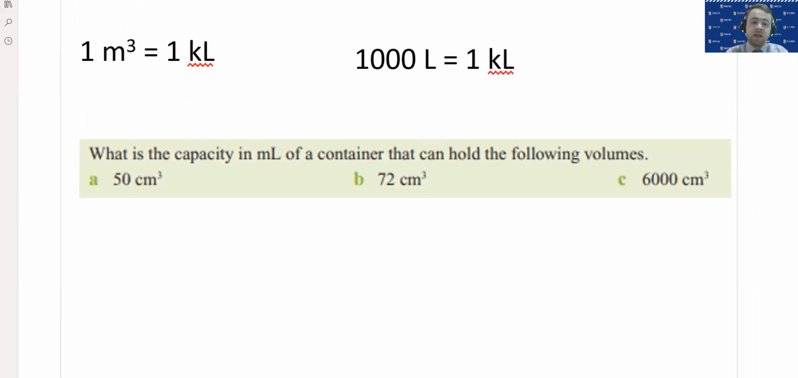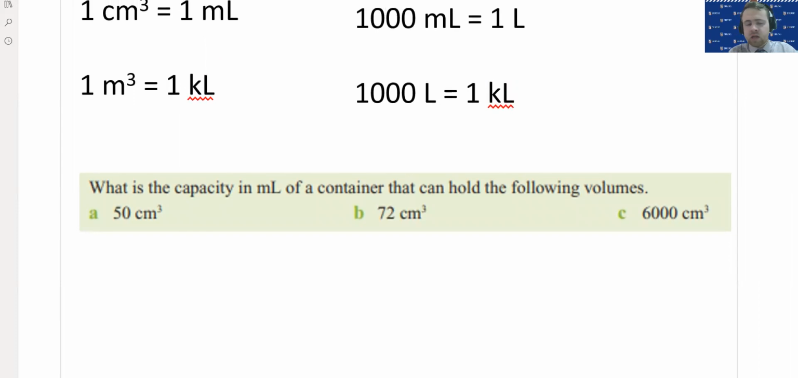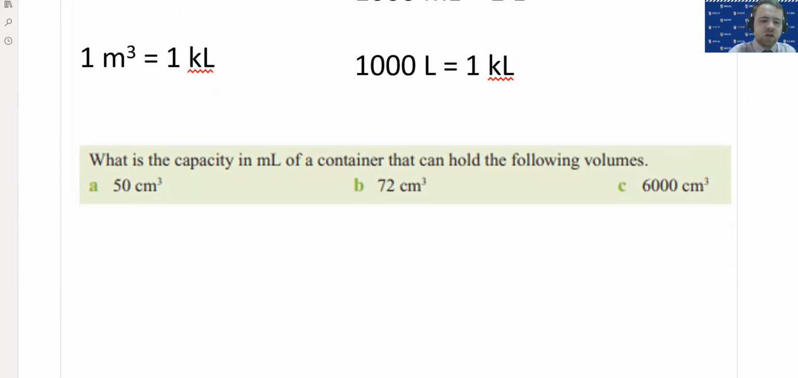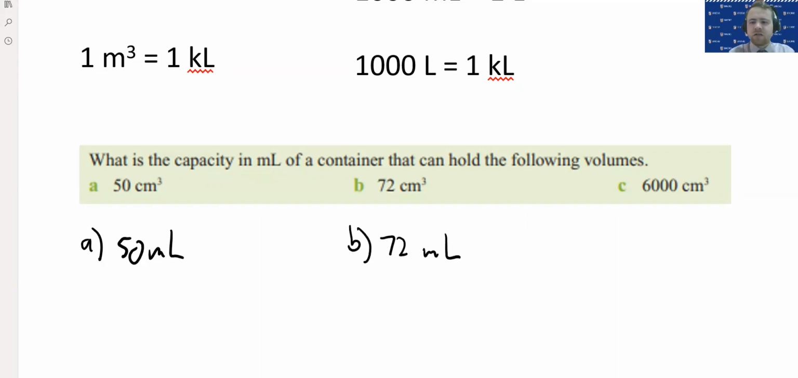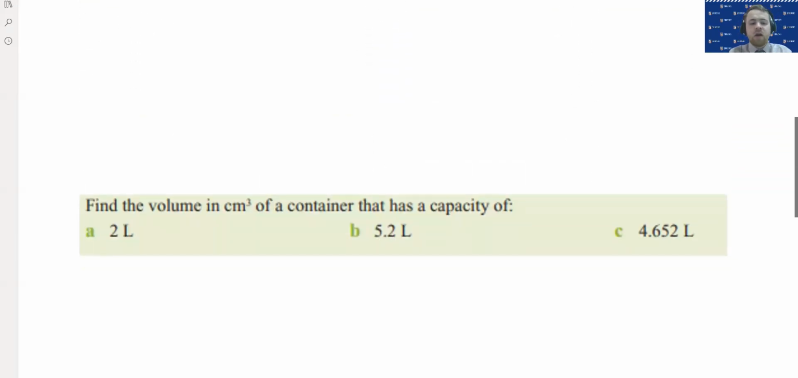What is the capacity in milliliters of a container? So we remember that 1 mil equals 1 centimeter cubed. So if we've got 50 centimeters cubed, it's just simply 50 milliliters. It's as easy as that, 1 to 1, easy peasy. For this, again, it's just 72 milliliters. And then again, if you've got 6,000 centimeters cubed, it's going to be 6,000 milliliters. So centimeters cubed to milliliters is really easy because it's just 1 to 1. In the same way, milliliters to centimeters cubed, going back the other way, is really easy. It's just a 1 to 1 ratio.